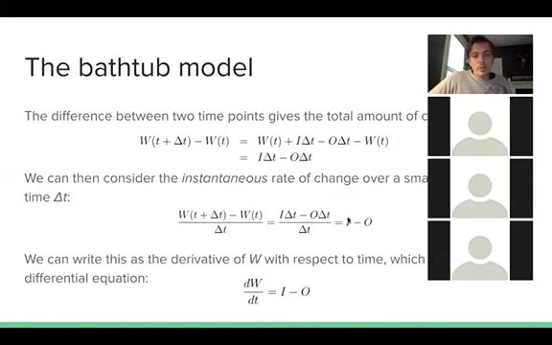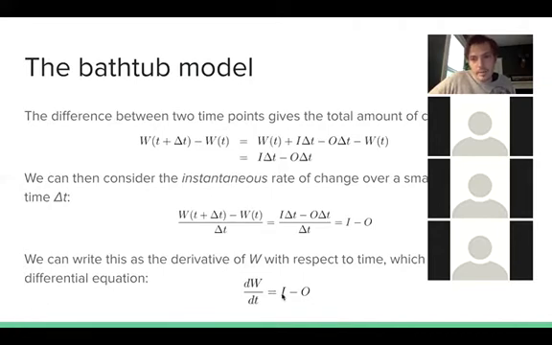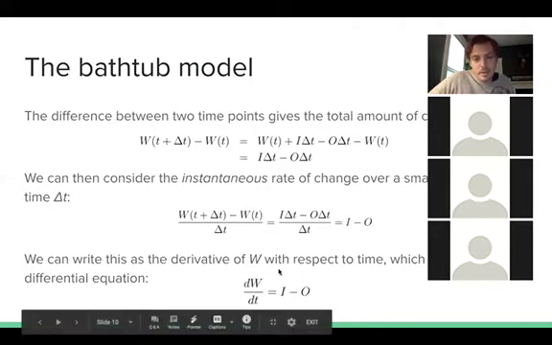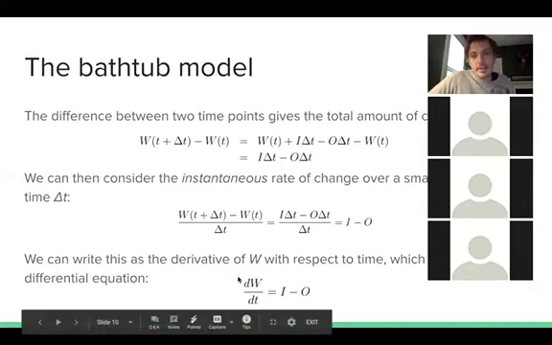And so we can rewrite this in terms of a derivative, the derivative of the amount of water with respect to time, which will be dW over dt. And this is just equal to the inflow rate minus the outflow rate. So what we're left with here is, in fact, a very simple differential equation describing the rate at which water enters and leaves the tub.